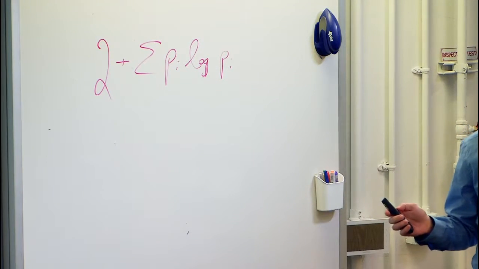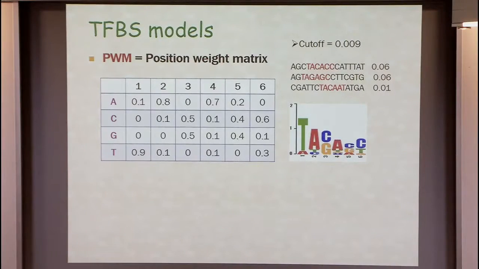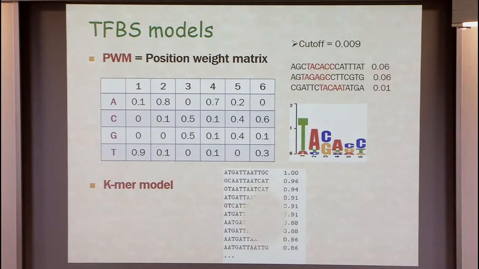So that's the PWM. And now moving to more extensive models. For example, the K-mer model that makes no assumption, so we can model any dependency between positions. We just have all possible K-mers, and for each K-mer, we have a binding score. That way we can express whatever dependency there is in the data.